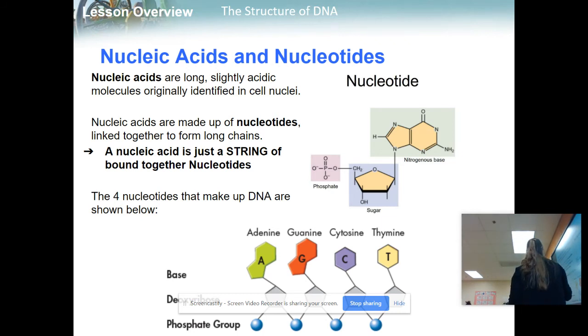So the nucleic acids are made up of these nucleotides. And it's like a bunch of them on a strand. So it's almost like pearls on a necklace. Lots and lots and lots of single pearls, lots and lots of nucleotides make up a nucleic acid. It's like a strand of these. All right, so it's just a string bound together of nucleotides. Lots of them bound together is a nucleic acid. One by itself is a nucleotide. So it's adenine, guanine, cytosine, and thymine. Those are the four that you should know.